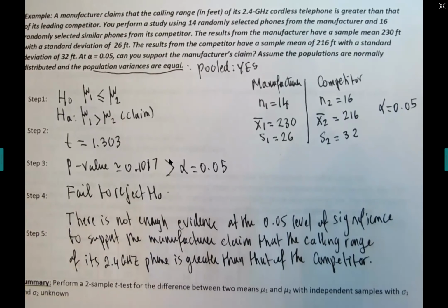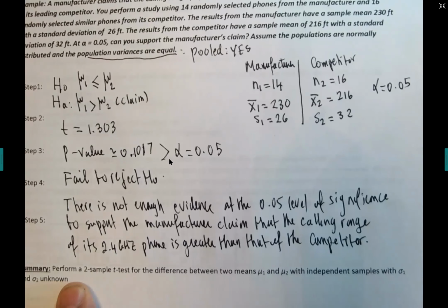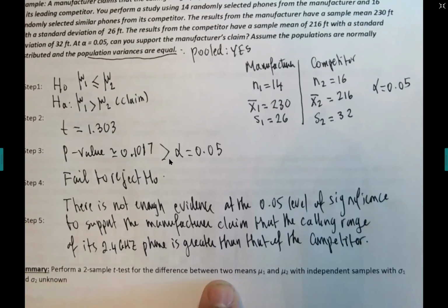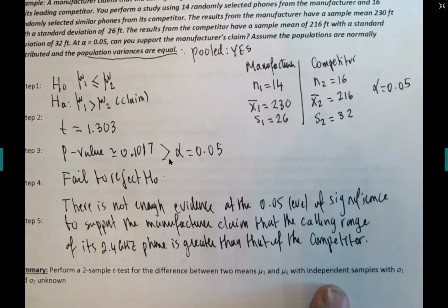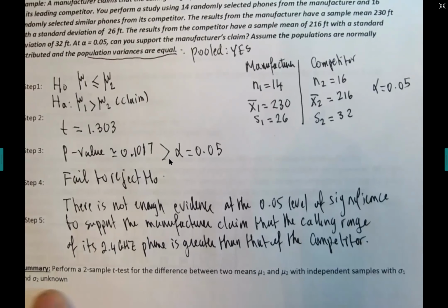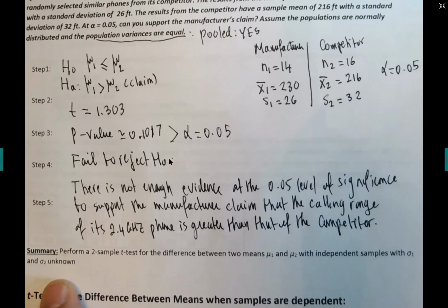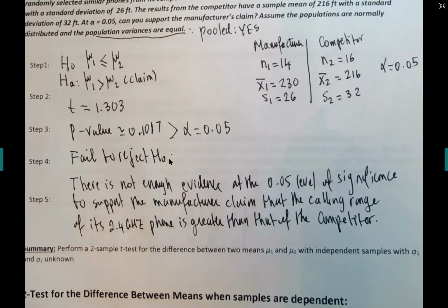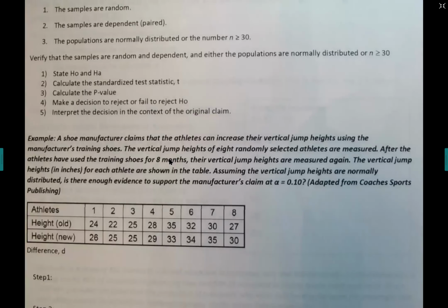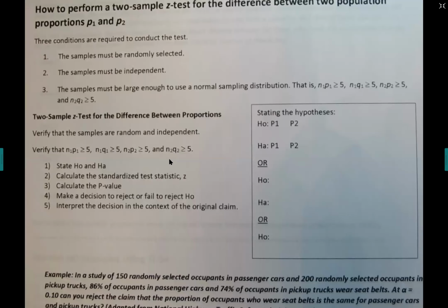That's it, guys. That's the conclusion. And the summary: perform a 2-sample t-test for the difference between 2 means, mu1 and mu2, with independent samples with sigma 1 and sigma 2 unknown. Now, before I wrap this up, guys, I'm gonna scroll toward the end and just do some more examples, and that would be it. So we're not gonna do anything new right now.